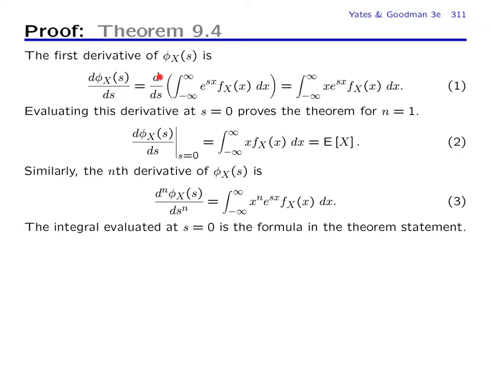And once again, you take a derivative, d/ds, of this integral. What we did was exchange this d/ds and this integral, bringing it inside and taking the derivative of this function, which is x e^(sx) for each value of x. Then evaluating at 0 gives us x times the density function, and of course, that integrates to E[X]. And you can do this repeatedly and obtain that the nth derivative at 0 is in fact the expected value of X^n.